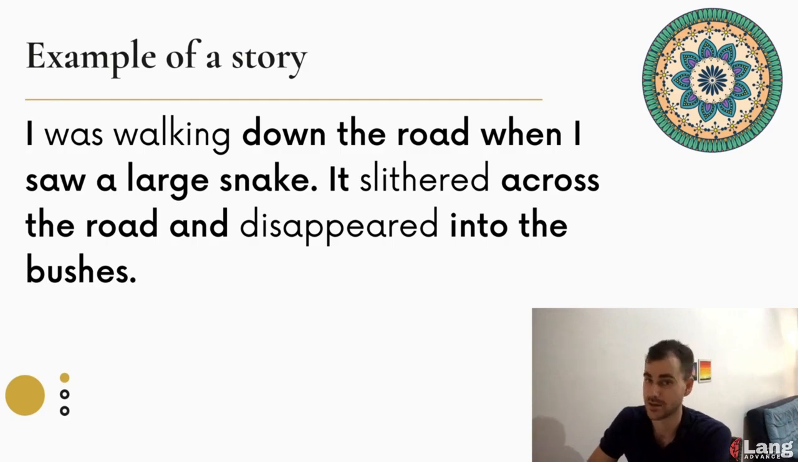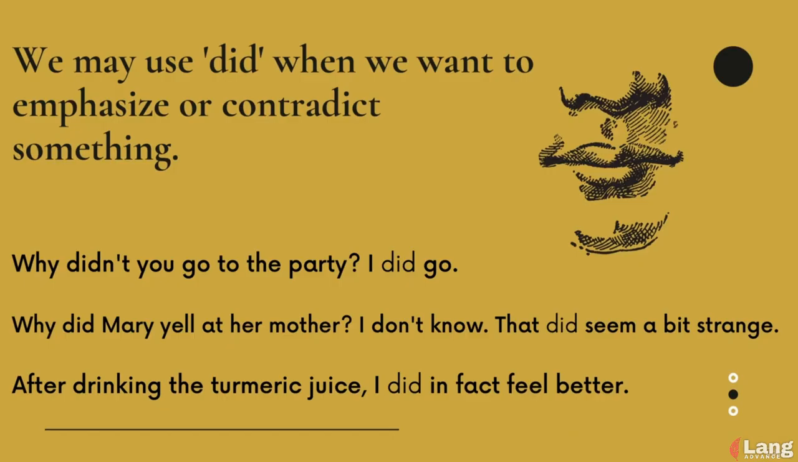But the second and third are past simple. Slithered, disappeared. We may use "did" when we want to emphasize or contradict something. Why didn't you go to the party? I did go. Why did Mary yell at her mother? I don't know. That did seem a bit strange. We want to emphasize that it really was strange. After drinking the turmeric juice, I did, in fact, feel better. We want to emphasize that the turmeric juice was really good and healthy.